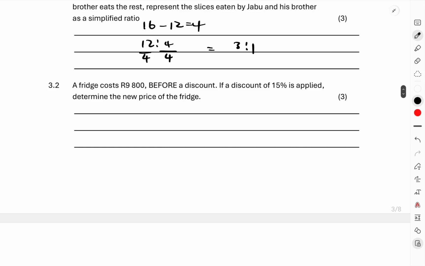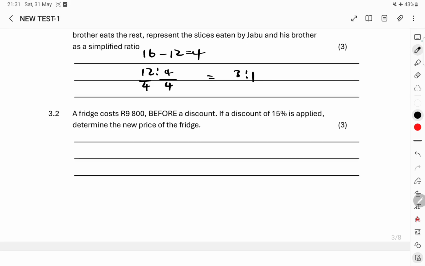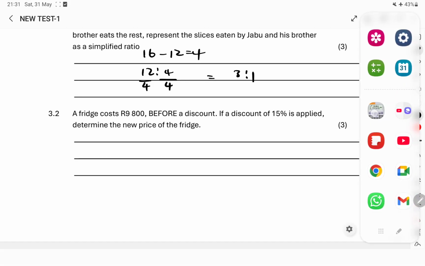Let us go to 3.2. A fridge costs 9,800 before a discount. So we know what is a discount. It means you are buying something at a lower price because they've reduced a certain amount from the original price. So the original price of a fridge was 9,800. Then there was a discount. If a discount of 15% is applied, it means from the original price of 9,800, 15% will be taken off. Therefore, what is going to be the price of the new fridge if the discount is taken away?